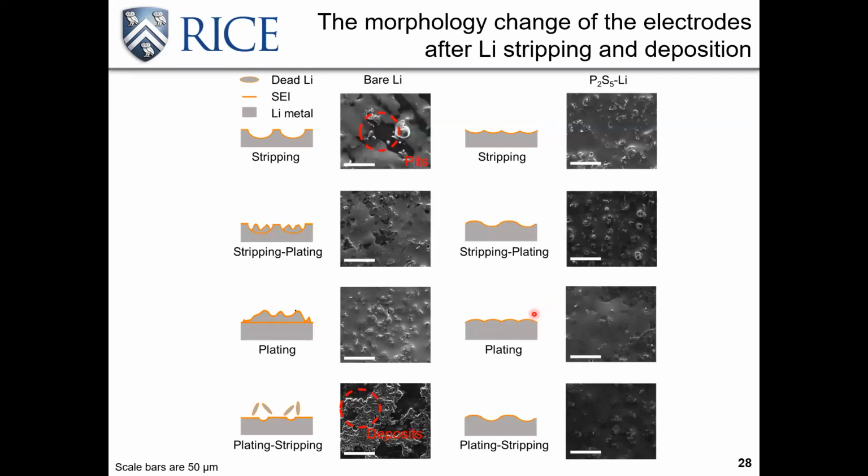To figure out the reason for this performance difference, we characterize the morphology change of the electrode after different stages, including lithium stripping, stripping followed by plating, lithium plating, and plating followed by stripping. As you can see from the imaging, for the bare lithium, pits start to form after lithium stripping, and we can see the deposit after stripping followed by plating. In comparison, there is a more homogeneous surface morphology after stripping and plating for the P2S5 coated lithium.